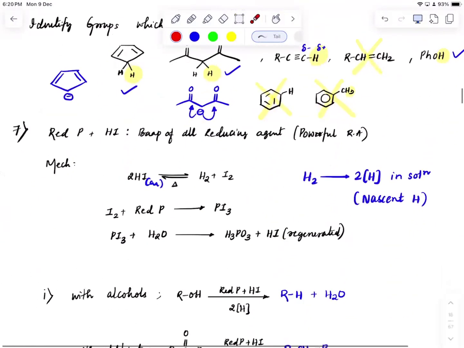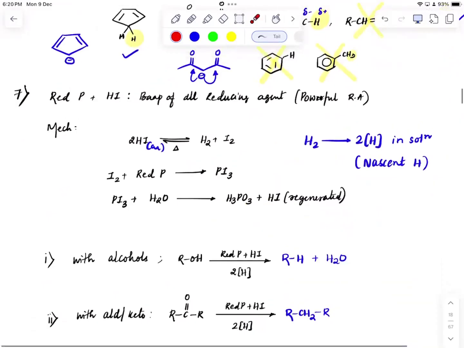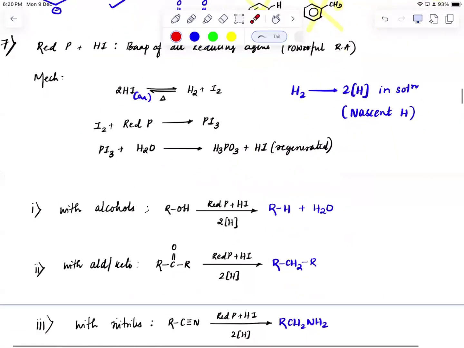Okay. Next, red phosphorus and HI. Red phosphorus and HI is the main component of all the reducing agents. It is a powerful reducing agent. Clear? How does the reaction work here?